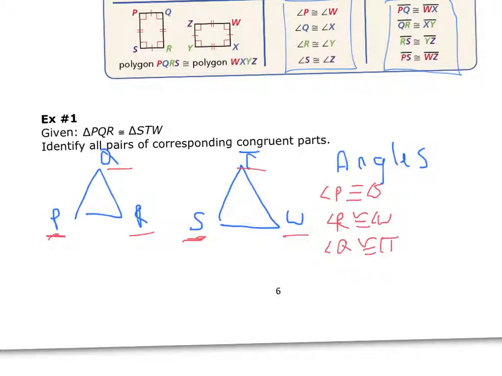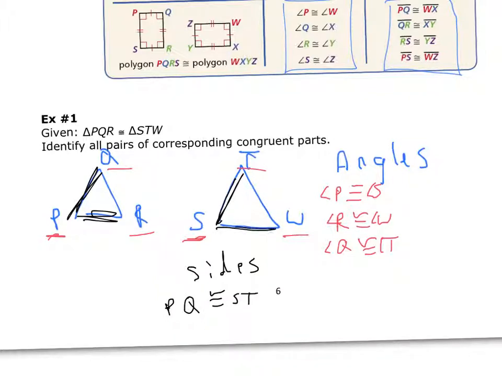Now let's look at the sides. We know that PQ corresponds to ST, so PQ is congruent to ST. We know that PR is congruent to SW, and TW is congruent to QR. Those would be all the corresponding sides and angles of those two triangles. All those things have to be congruent for those triangles to be congruent.